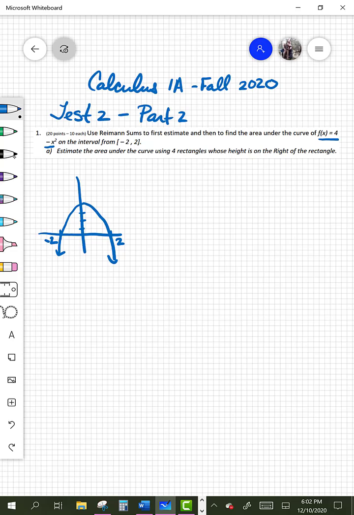We need to figure out what the width of each rectangle is going to be, and that is equal to b minus a all over n. So our b value is 2 minus our -2, and we're subdividing this into 4 different rectangles, so divided by 4. So 2 minus -2 is 4, and 4 over 4 gives us 1.